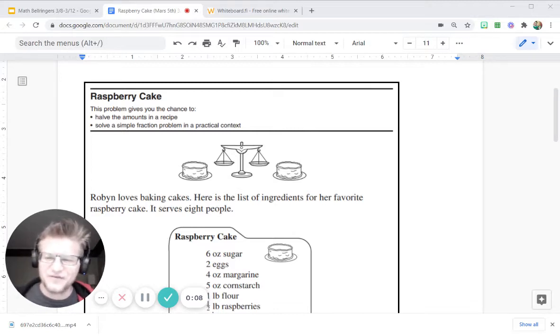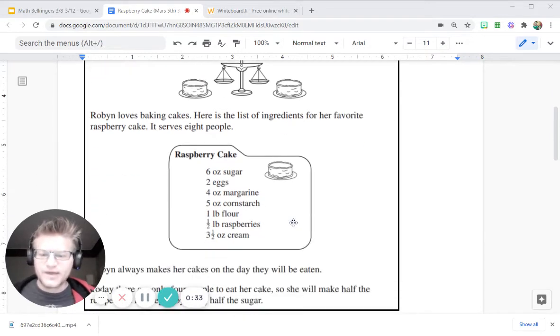I wanted to show my fifth graders today's problem. So today's problem is called raspberry cake, and it's going to have you kind of working with fractions in different ways, not just subtracting fractions. I don't think you subtract fractions at all, actually. Maybe a little bit, but it's dealing with recipes again. So remember last week we talked about recipes. Today we're going to do the same thing, but today for raspberry cake, which sounds pretty amazing.